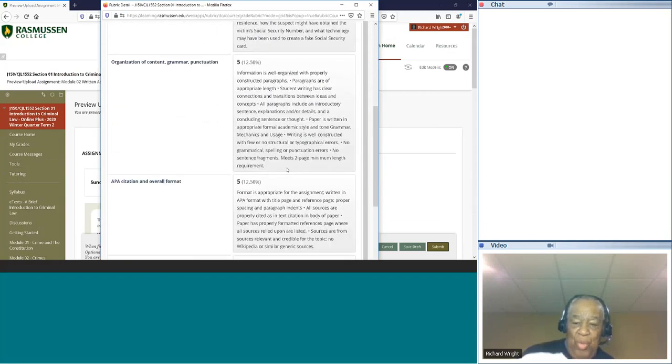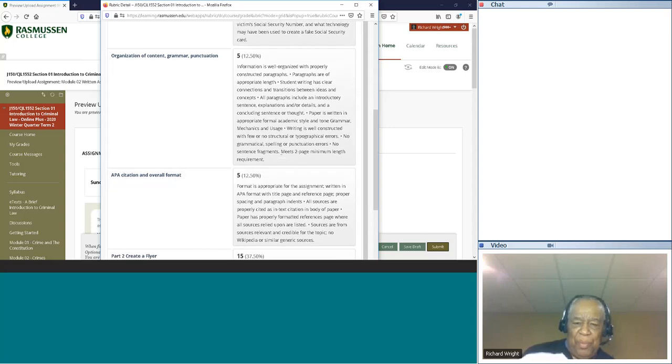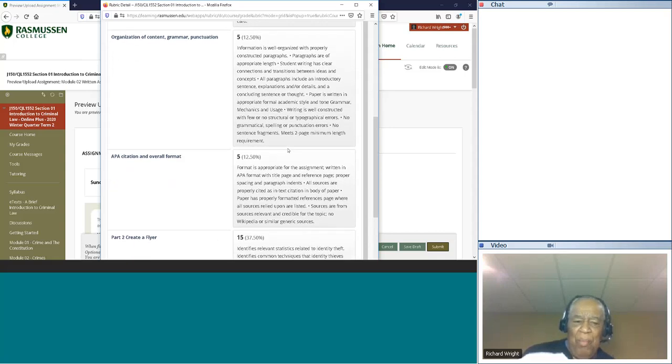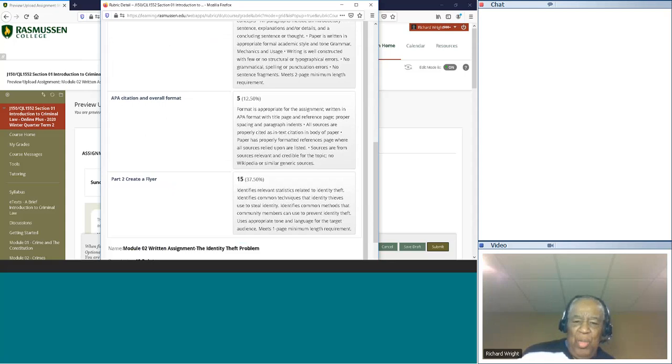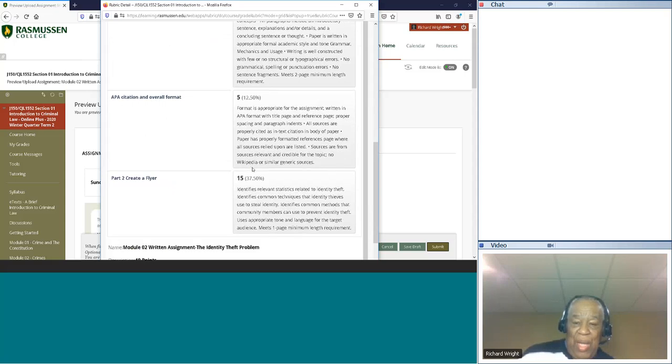A minimum of 2 pages in length. Double space. Remember, not 1.5, not 1 3/4, but 2 pages. I don't care if you go over, but just don't go under, because you will lose points. You'll lose 3 points right off the bat. APA, you will lose 5 points if you don't have both citations and references. If you have one or the other, you're still going to lose 5 points. And then make sure that you use credible sources. See, Wikipedia is one that we don't like.